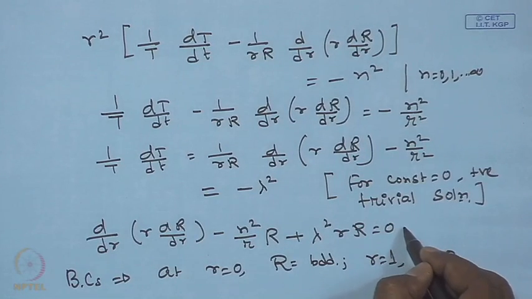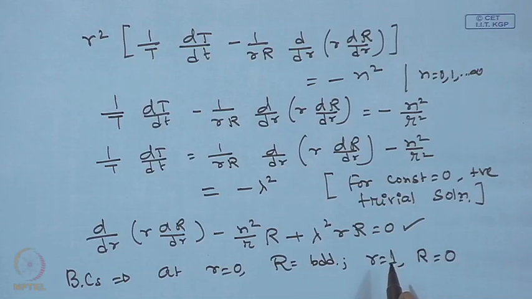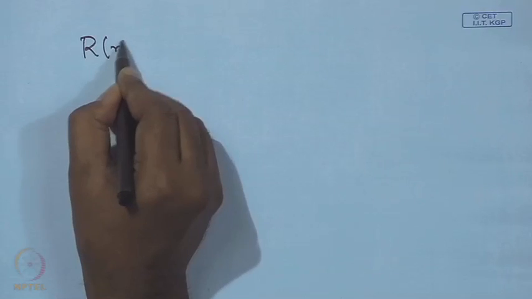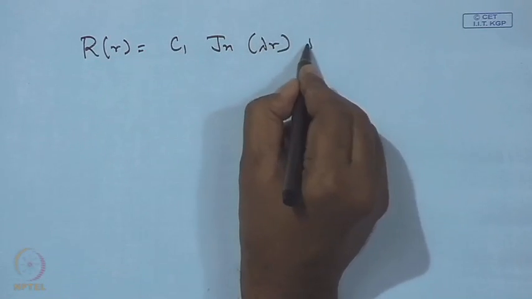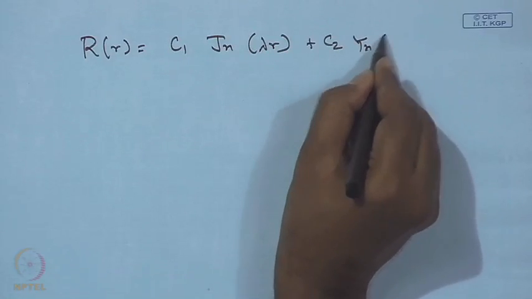Now, if you look into this equation, the nature of this equation is nothing but the Bessel equation of order n. So, the solution of this equation will be constituted of the nth order Bessel functions J n r and Y n r. So, let us write down the solution of the r varying part. The solution is C 1 J n lambda r plus C 2 Y n lambda r.